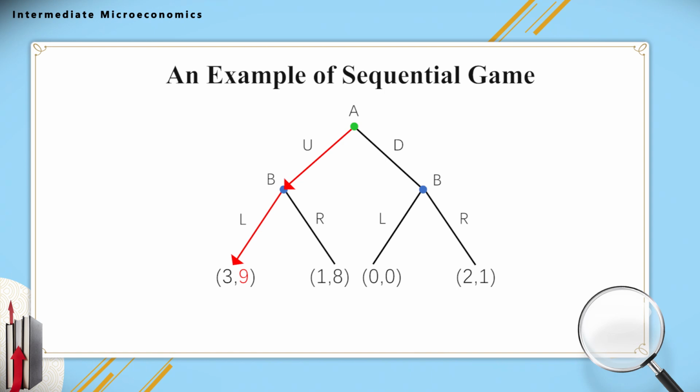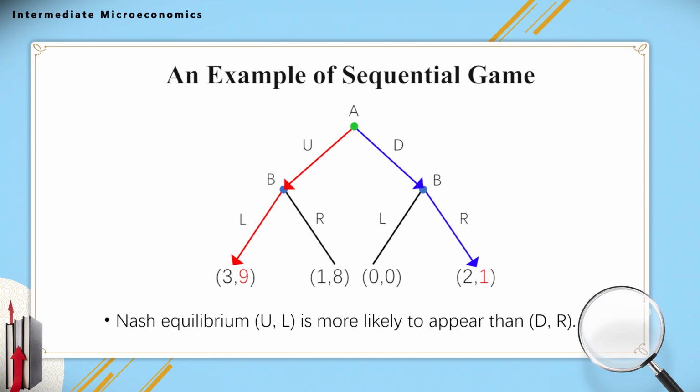If player A chooses down, then player B will choose right, because the payoff of 1 brought by right is larger than the payoff of 0 brought by left. Thus, this sequential game still has two Nash equilibriums as the simultaneous game, upper left and down right.